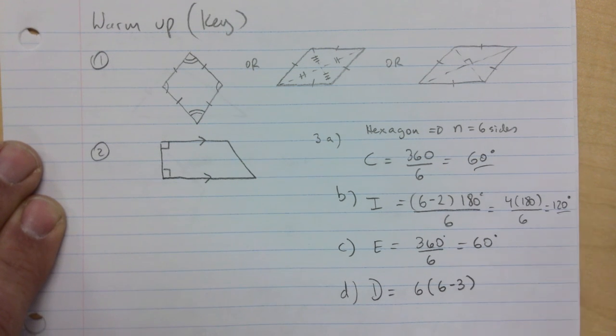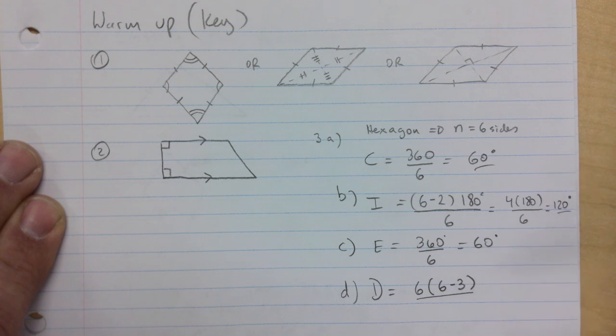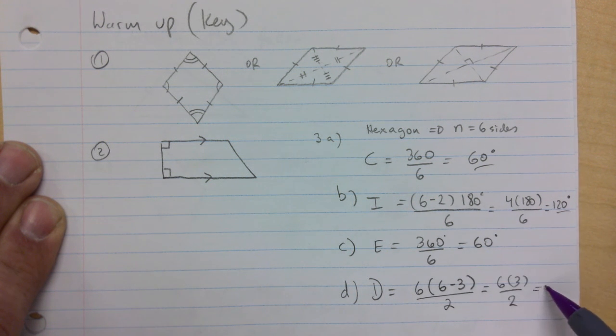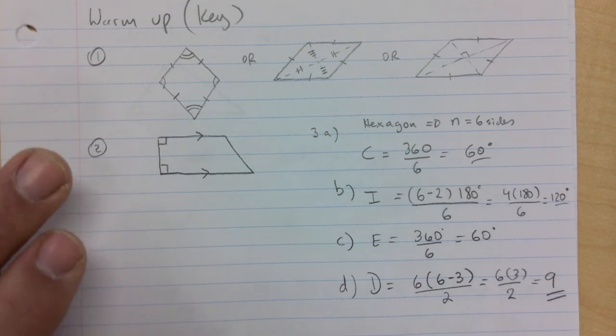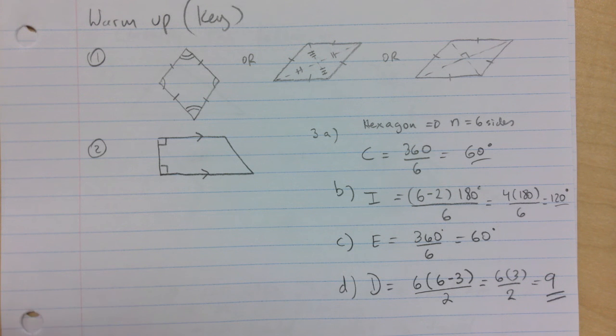There you go. N times n minus 3 is for diagonals, divided by 2. So that's 6 times 3 divided by 2, and that's 9. You can draw 9 diagonals on this one.